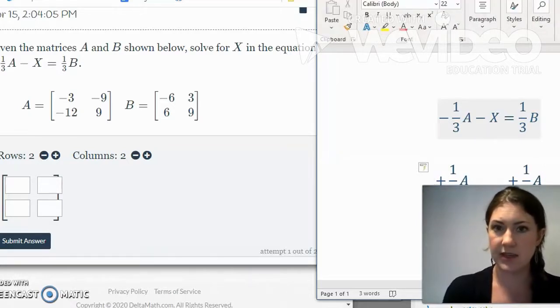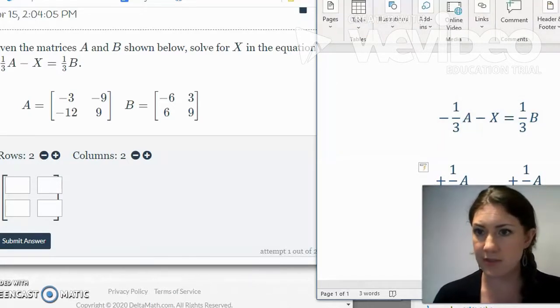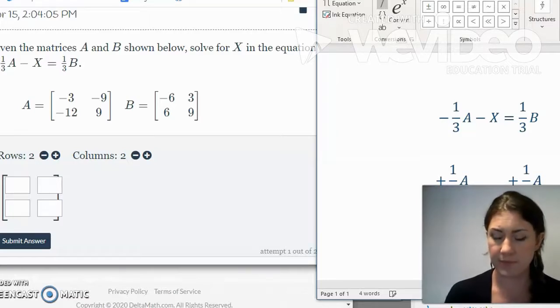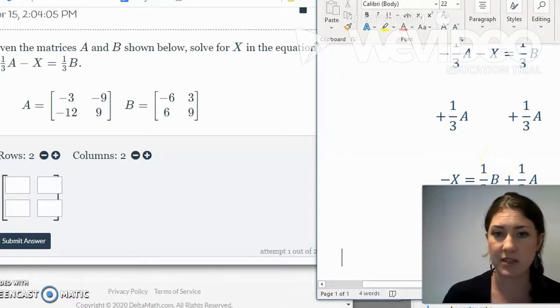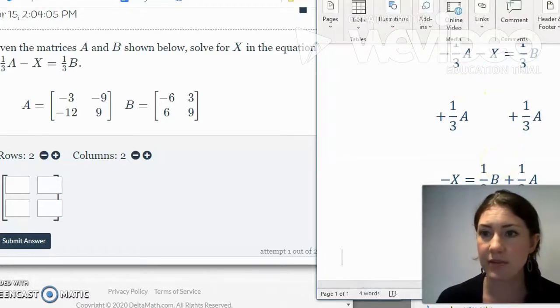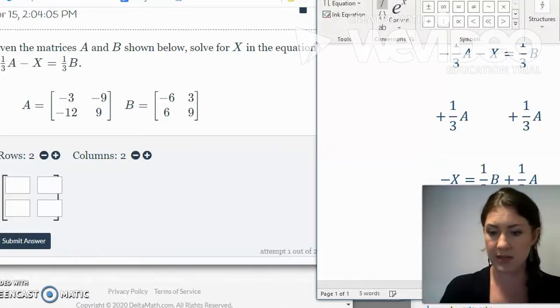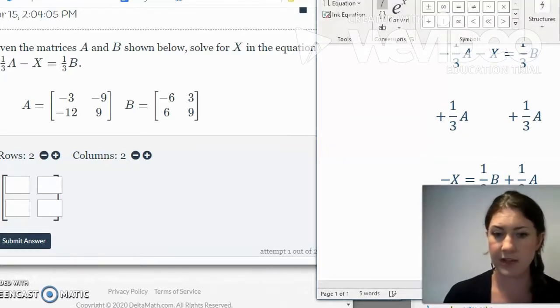Okay, and then that gives me, I'm going to try and keep these equations looking nice here this time. Negative x equals 1/3 b plus 1/3 a. Okay, and then because that's negative x, the last thing we need to do, we don't want negative x, we want positive x. So I would just make everything inside of there negative. So negative 1/3 b minus 1/3 a.